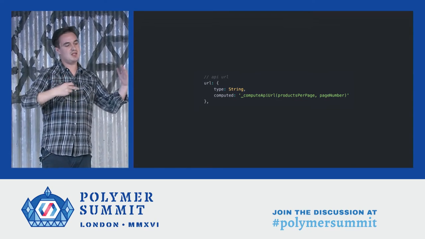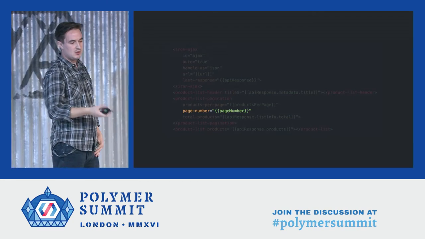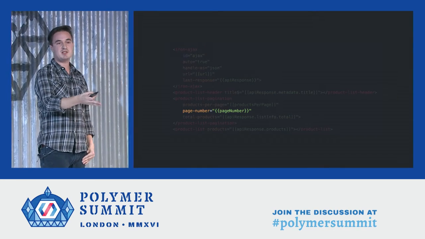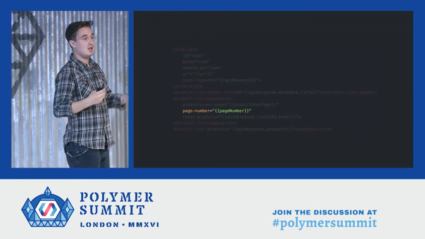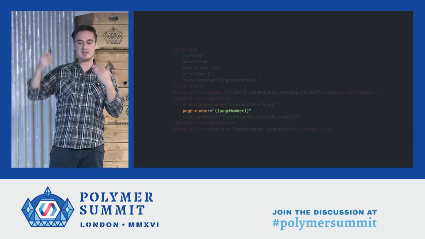So just picture this, and I'll build it all back up. But just so you know, page number here is going to pagination, and it's got two curly brackets, which means it's got two-way data binding. And that's, again, going to be really important when we build up this application.